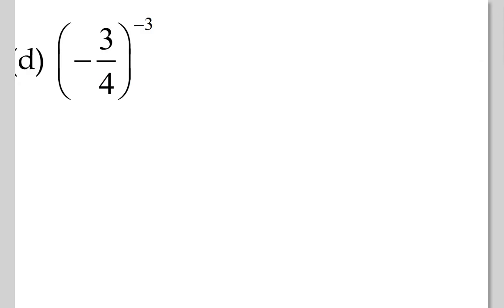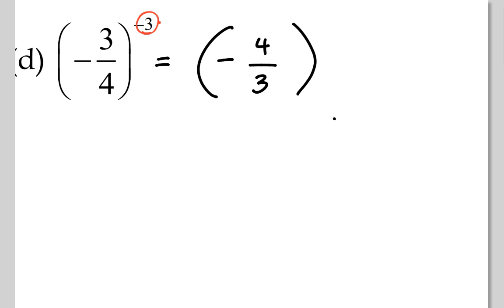Okay, how about this guy? Oh my gosh. We already talked about that. Okay. I'm going to switch this to 4/3. So what can I do? How does that change this negative 3 up here? Becomes a positive 3. Good. And what do you notice? What did that do to the negative on the base? Nothing.